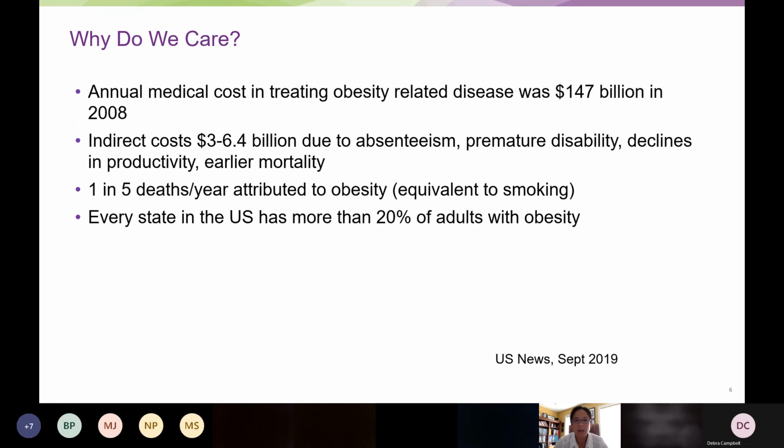The indirect costs are anywhere from $3 to $6 billion, and that's due to things like absenteeism, premature disability, declines in productivity, as well as earlier mortality. And then when you look at it, obesity is the second most common preventable disease, second only to smoking. And as far as deaths per year, it's equivalent to smoking, 1 in 5 deaths per year. And nowadays, actually, every state in the United States has more than 20% of their adults being overweight or obese. So that's pretty significant when you think about it.